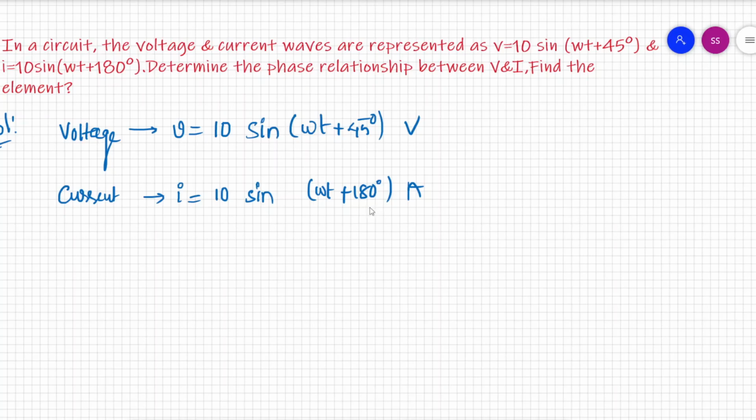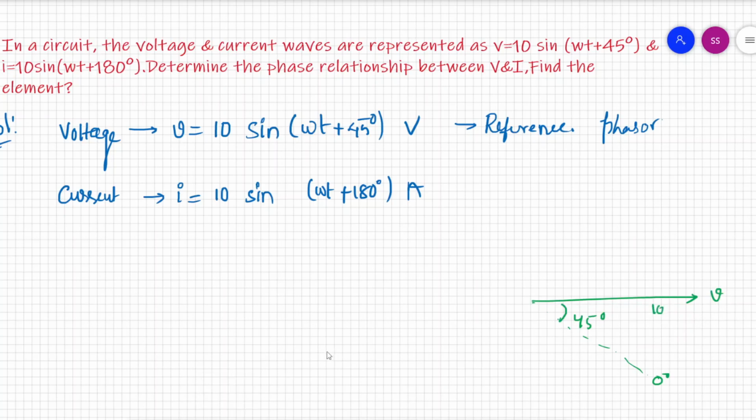So what is the phase relationship? For that we need to consider one reference phasor. I am considering voltage as a reference phasor. So I am taking voltage as reference. This reference phasor has a 45 degree angle from the 0 degree axis. So this is our voltage having a peak magnitude of 10.